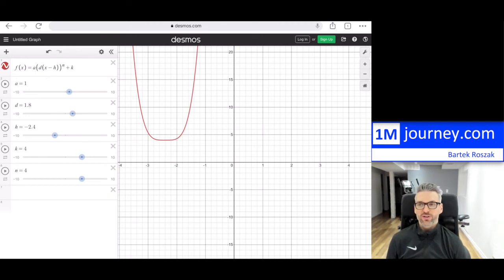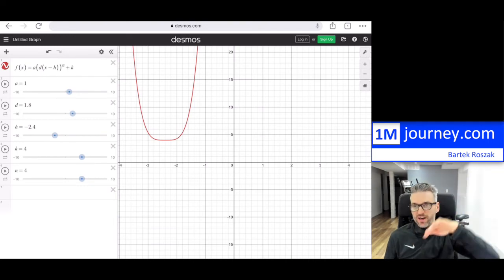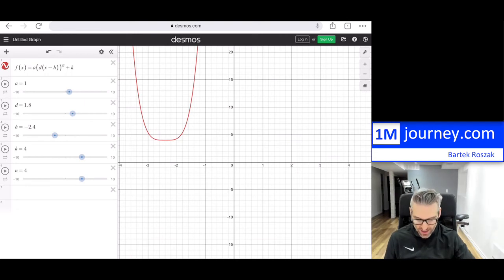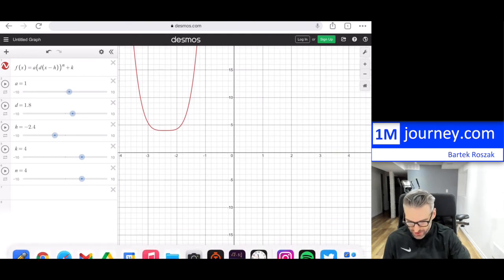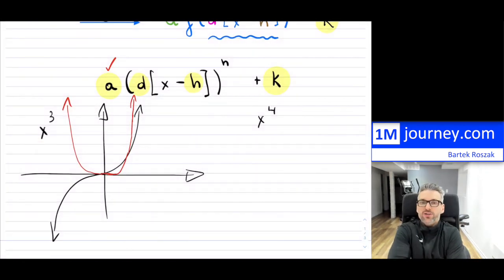So they all look the same. Any even ones, so squared, to the power of 4, power of 6, power of 8, and so on, are going to look very much like a parabola. And then the odd ones, except for n equal to 1, which is just a straight line, are going to look like a cubic. All right, so that's what we have there. That's just a reminder of this.